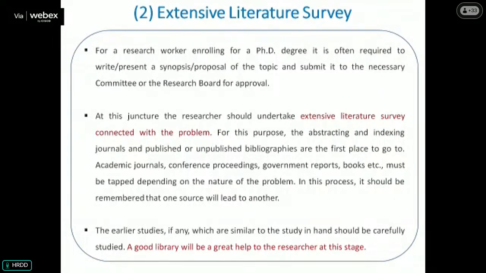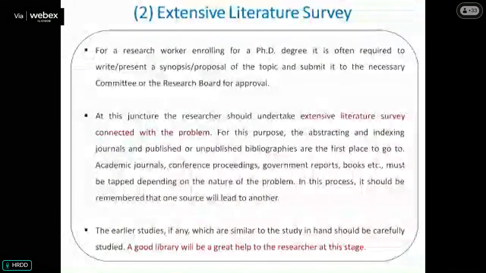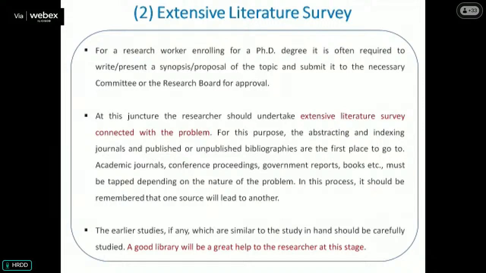But again, here, I don't know whether you will follow this or not. For this, you need to do a literature survey because we have not done the work, right? At this juncture, the researcher should undertake an extensive literature survey connected with the problem. For this purpose, the abstracting and indexing journals, and published or unpublished bibliographies are the first place to go. Okay, so references. You have heard of references. Everybody has done projects and some work or not. If somebody has not, there are still references.